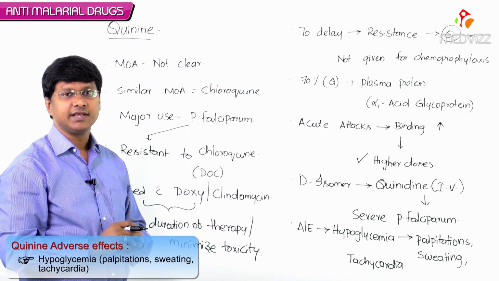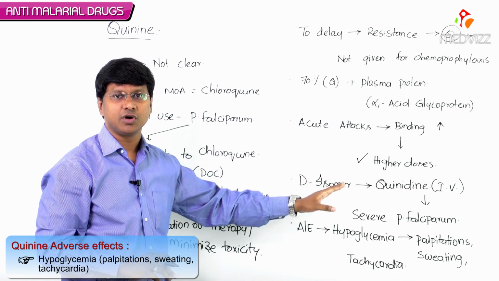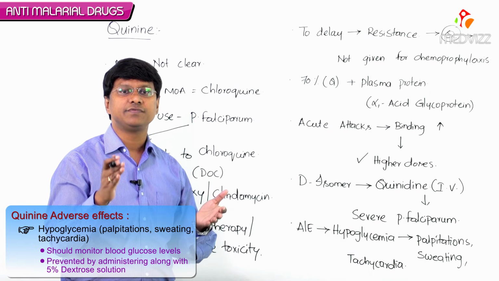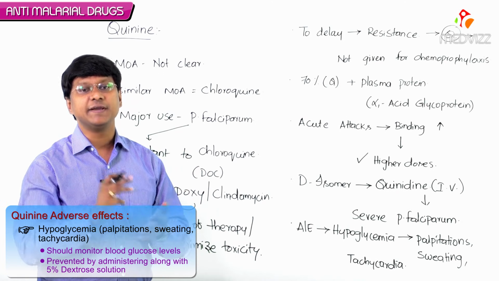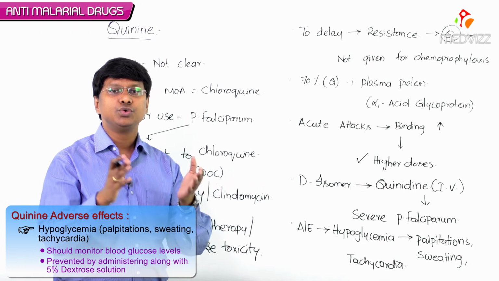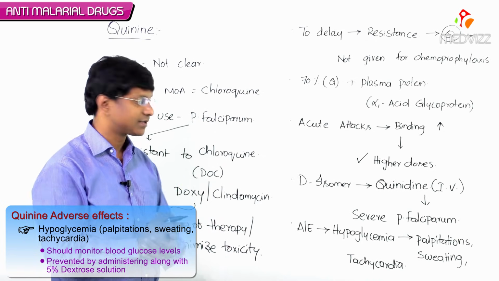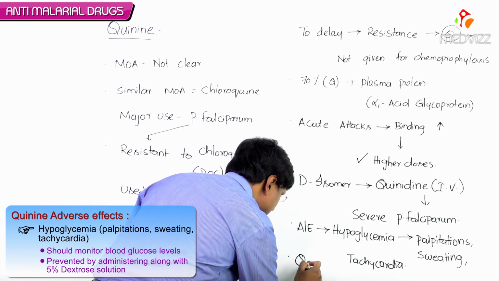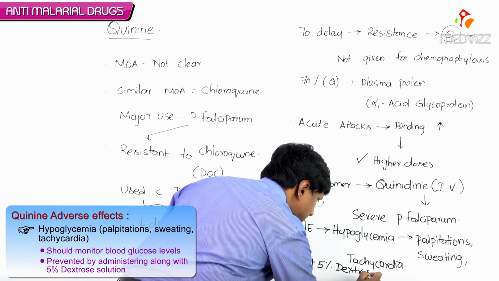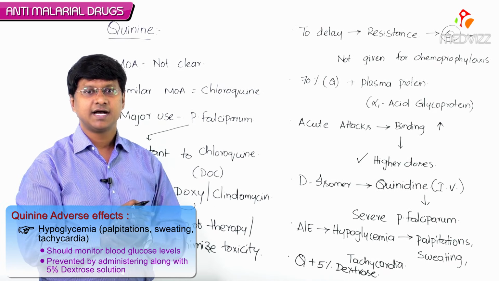Now, to prevent hypoglycemia, since this quinine or quinidine will cause hypoglycemia, the intravenous infusion of the quinine should always be given in 5% dextrose solution. Rather than giving the quinine in normal saline, you give quinine in 5% dextrose solution. So that will prevent this hypoglycemia. Why is this given in 5% dextrose solution? Mainly to prevent the hypoglycemia.